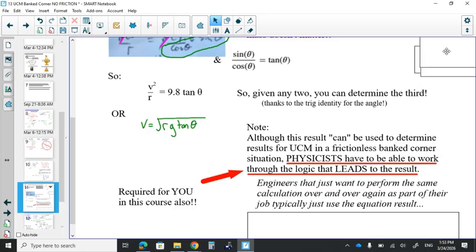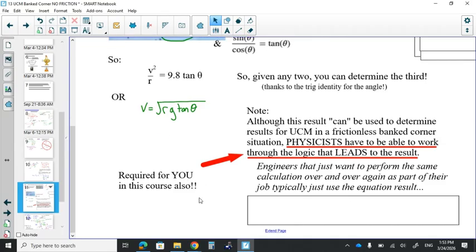An engineer, if they're just doing a bunch of calculations over and over again as part of their job, someone who's like a mechanical or a civil engineer for a township or a city, they're going to have to calculate what angle to make the road at. And so they could just use the equation, of course, because they're not doing new physics. They're just calculating results that a physicist determined, right? They're using physics results that physicists make for them, and then they just run the numbers.